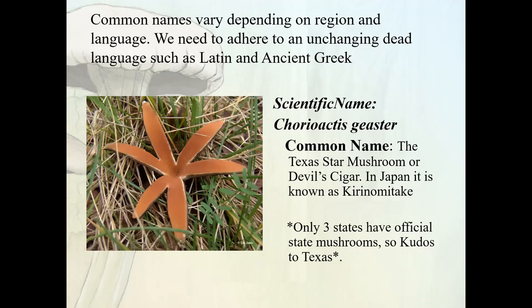For example, here we have our own Astraeus, which is our state mushroom. Some people call it the Texas star, because when it's open, it looks like a star. But when it's closed, it looks like a cigar or a football. So if I say, "Oh, is that a devil's cigar?" and I'm looking at it and I go, "No, star." That's why common names are kind of annoying. In Japan, the only other place where we find the same species, it is called Kirinomitake. So if you're in Japan, you can't say, "Oh, you have a Texas star mushroom." Only three states have official state mushrooms, so kudos to Texas.